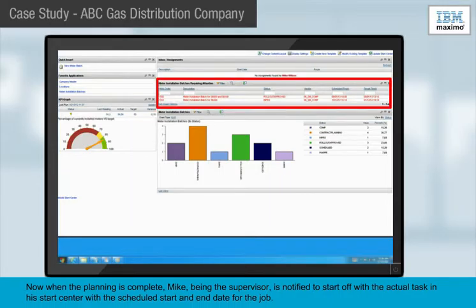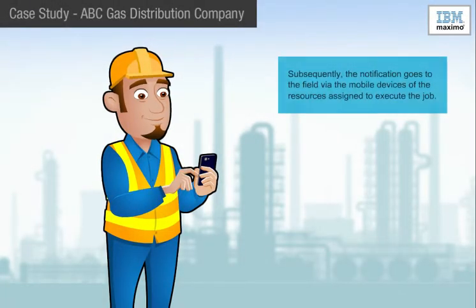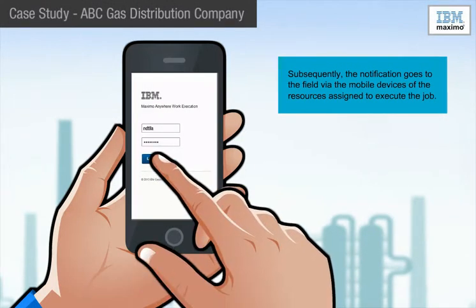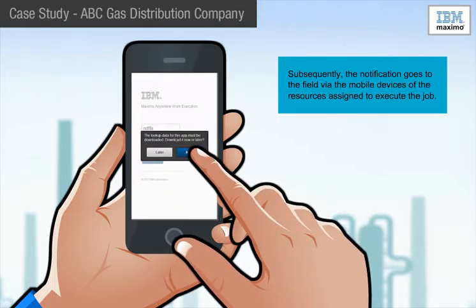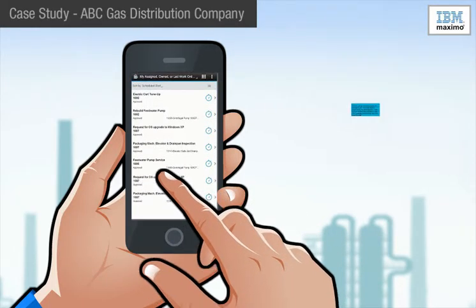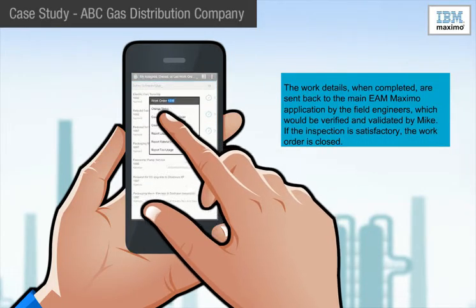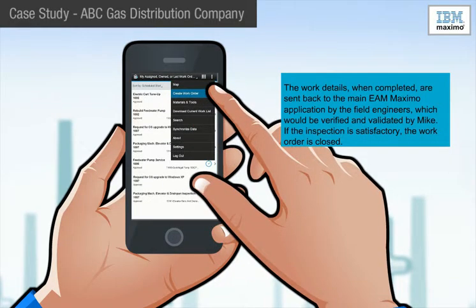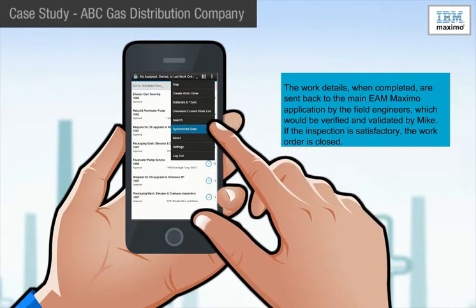Now, when the planning is complete, Mike, being the supervisor, is notified in his Start Center to start off with the actual task, with the scheduled start and end date for the job. Subsequently, the notification goes to the field via the mobile devices of the resources assigned to execute the job. The work details, when completed, are sent back to the main EAM Maximo application by the field engineers, which would be verified and validated by Mike. If the inspection is satisfactory, the work order is closed.